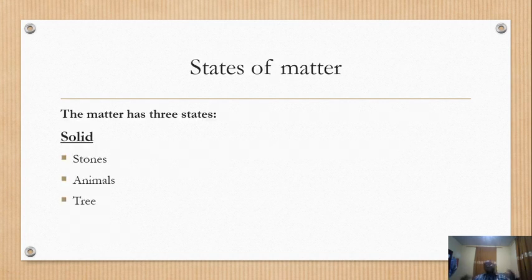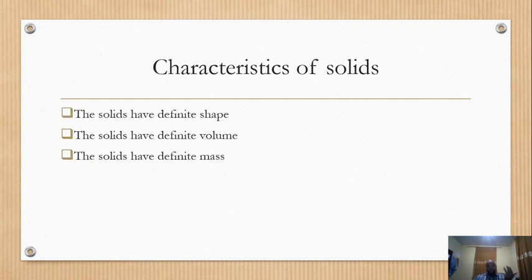Matter can exist in three forms, in three states, in three phases. Number one, solid. Examples: stones, animals, tree. Solids exhibit certain characteristics. The solids have definite shape, definite volume, and definite mass. All of them are definite in solids.